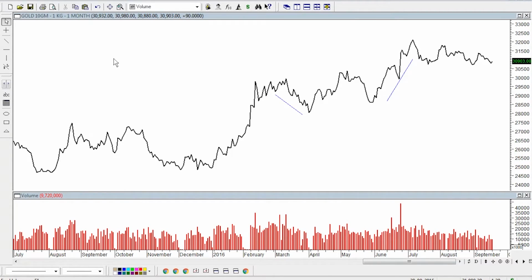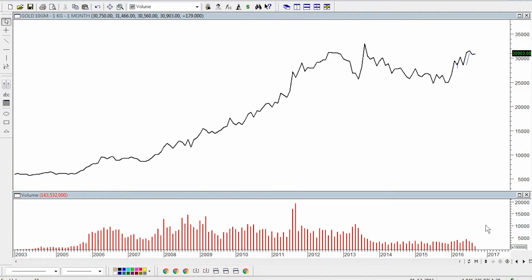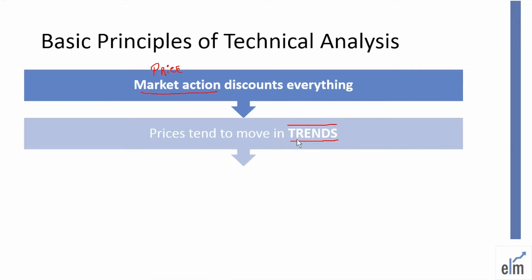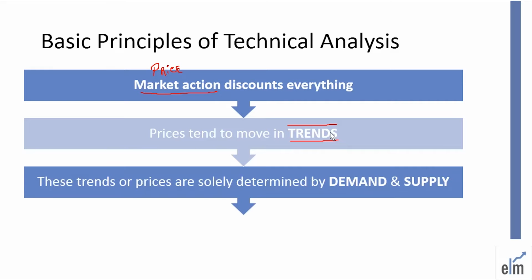This ebb and flow of prices leads to trading ranges and trends on the upside as well as the downside, and this existence of trends is there in a shorter time frame as well as a larger, longer time frame. And this is the second principle of technical analysis, that prices tend to move in trends. These trends or prices are solely determined by demand and supply.